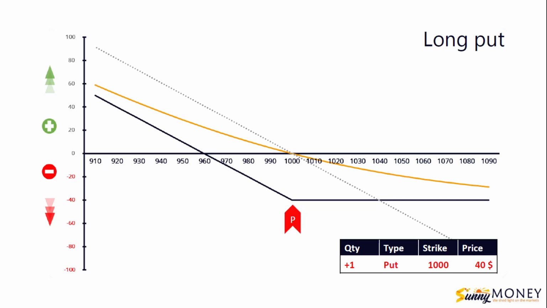In this example, as you can see, we have assumed the purchase of a put at strike 1000 by paying $40. These $40 will be our maximum risk. We will, in fact, be protected from a sudden rise in the prices of the underlying. But at expiration date, we will begin to earn profits from 960, that is, from 1000 minus the premium paid.